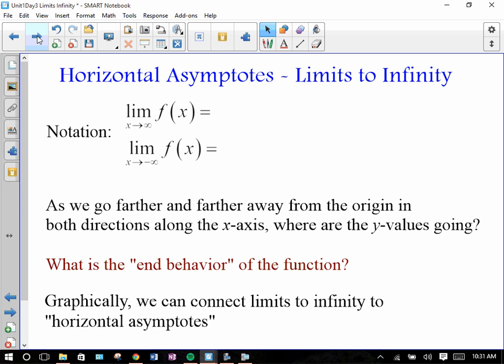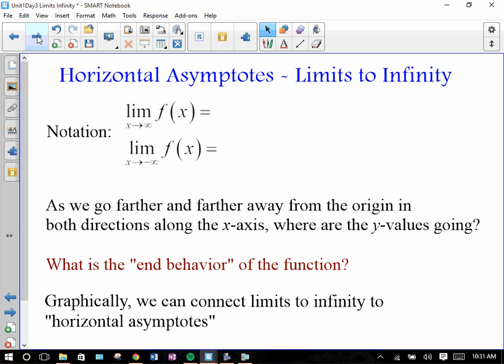Horizontal asymptotes. So this is when, instead of looking at limits that approach a certain number, like 2, 4, -5, or something like that, we're looking at what happens as x approaches infinity, or as x approaches negative infinity. We're trying to see what is happening way out on the ends of the function.